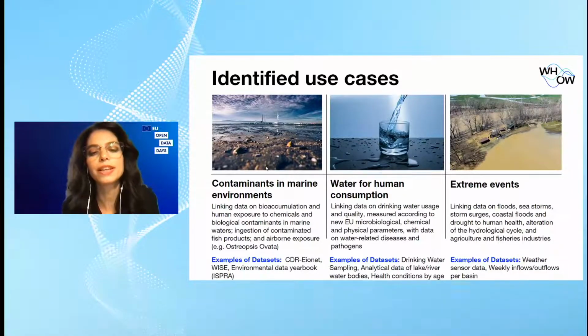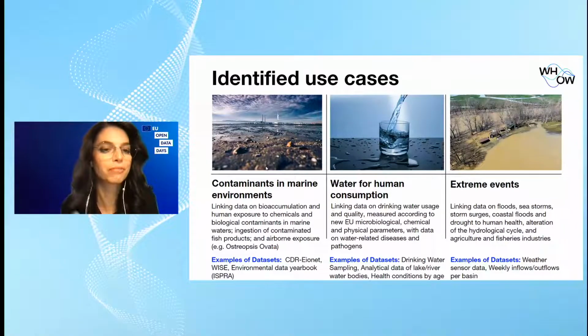The second use case is water for human consumption. We are speaking about drinking water, the quality of drinking water, and linking this data to data related to the spread of diseases connected with the quality of the water that we drink. Data sets regarding this are, for example, sampling of drinking water, analytic data regarding rivers and lakes, and the health condition by age and sex. This use case is more local, local to a specific territory, and is driven by the ARIA partner.